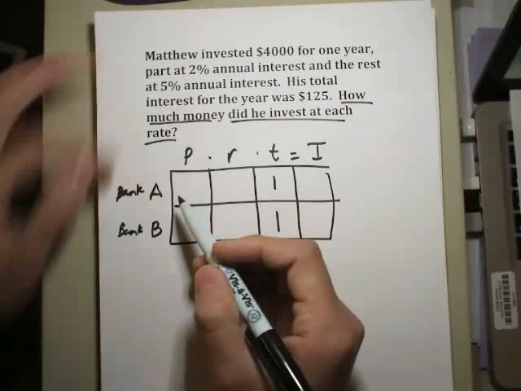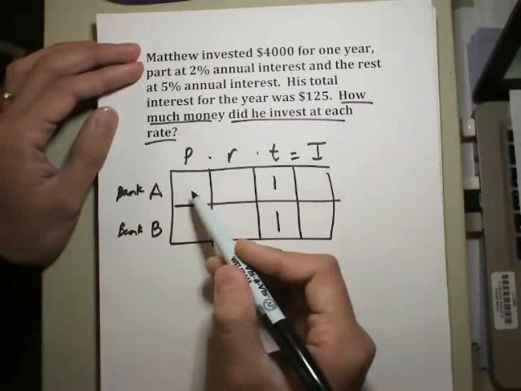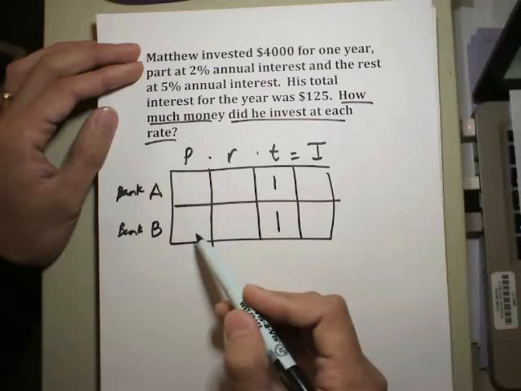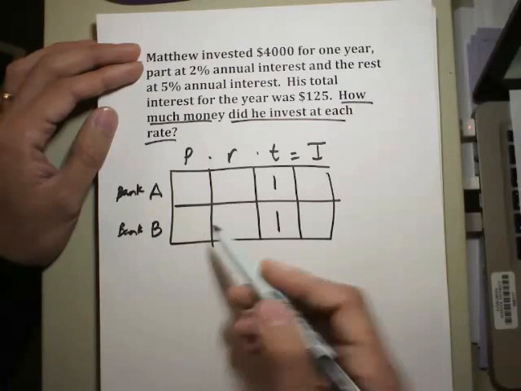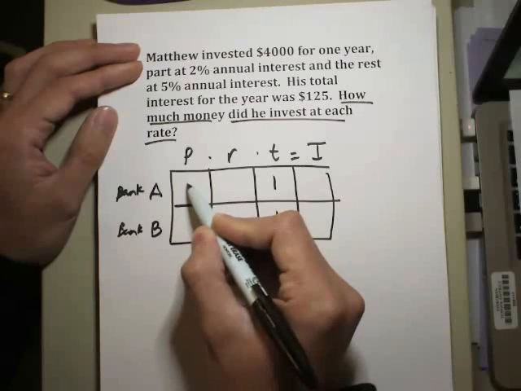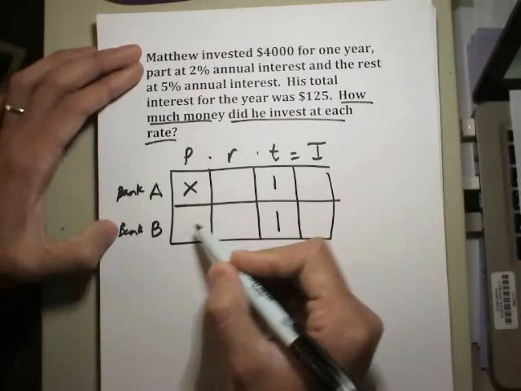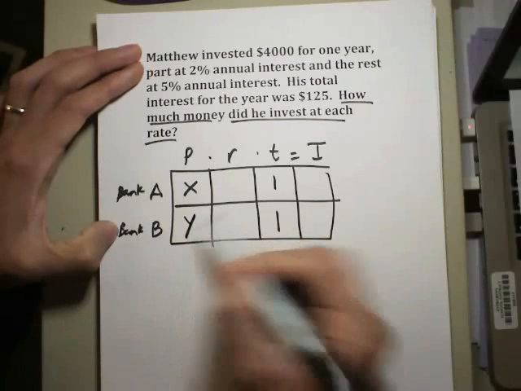Now, if you read carefully, we certainly don't know how much he's going to put in Bank A, and we don't know how much he's put in Bank B either, right? So for that, I can just go ahead and declare a variable. Say, okay, in Bank A, I don't know how much he's going to put in it. Let's declare an X for it. For Bank B, I don't know how much he's going to put in it either. So let's put in a Y for it.